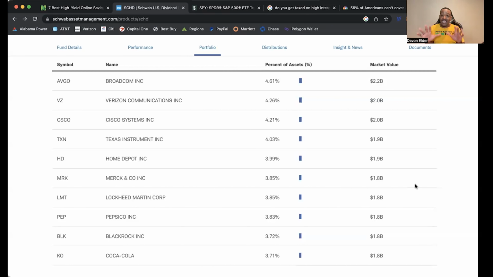Number 1, now let's put this into perspective, okay? There's a mix of dividend growth companies that are continuing to grow their dividends year over year. There are dividend aristocrats and there are dividend kings. So, for example, let's talk about a company like Home Depot. Home Depot is a dividend aristocrat. Okay, what is a dividend aristocrat? A dividend aristocrat is a company that has paid a dividend and grown the dividend for 25 straight years or more.